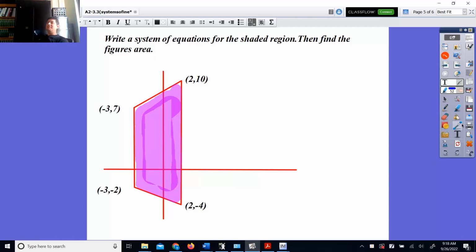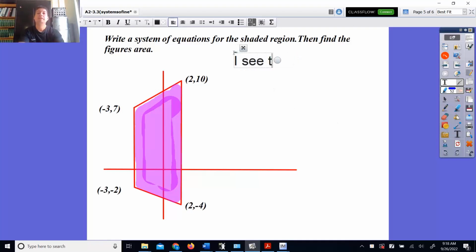All right, what's this thing start off by saying? It says, write a system of equations for the shaded region. That's a trapezoid, by the way. How many sides does it have? 4, so guess how many equations you're going to need? 4. 2 of them are easy. 2 of these are vertical lines. So that shouldn't be too hard.